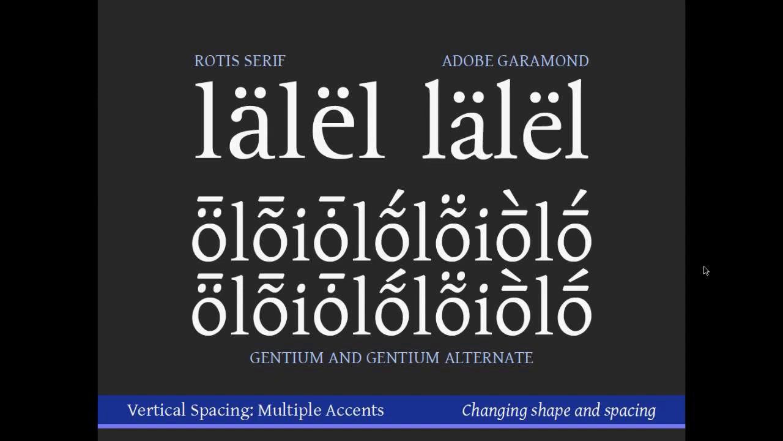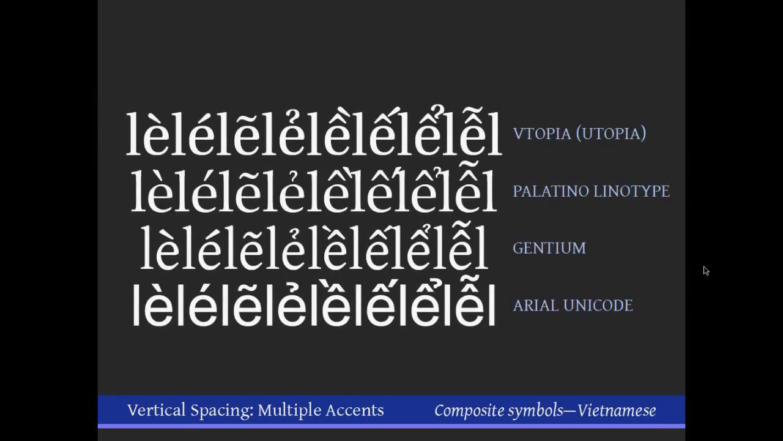You can also change the diacritics to take up less space. In my Gentium alternate font, the double diacritics are flatter and spaced more closely together. You can then also redesign some as composite symbols. This is typically what's done for Vietnamese.